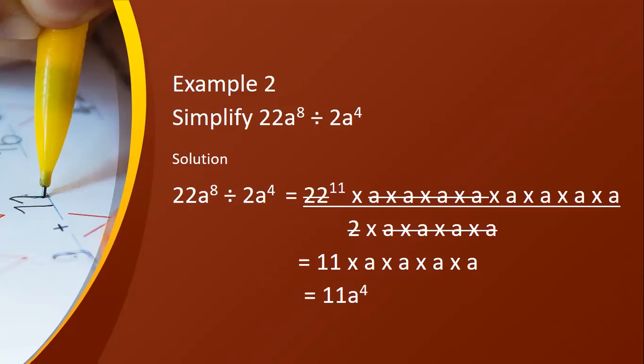Let's look at the second example. The question says, simplify 22a raised power 8 divided by 2a raised power 4. Now, this particular question is different from the first one that we did. I mean, there is a little bit of difference between the two questions.